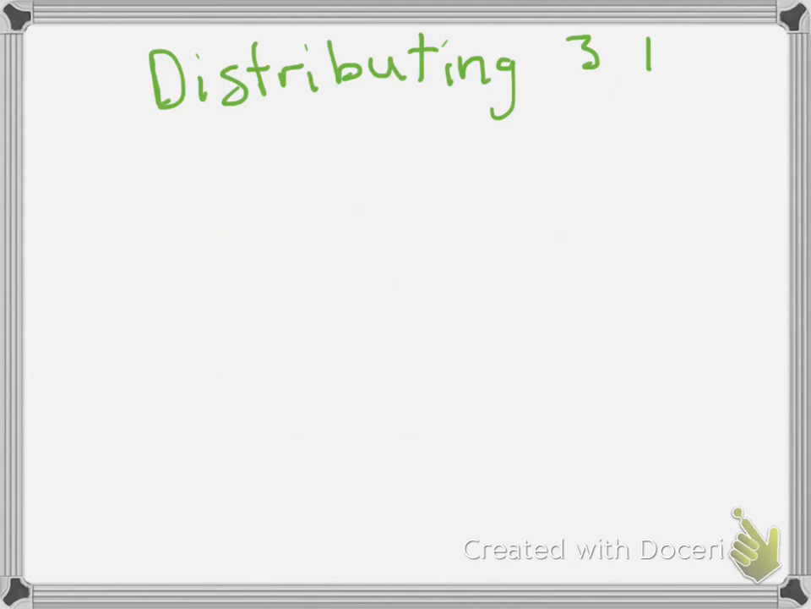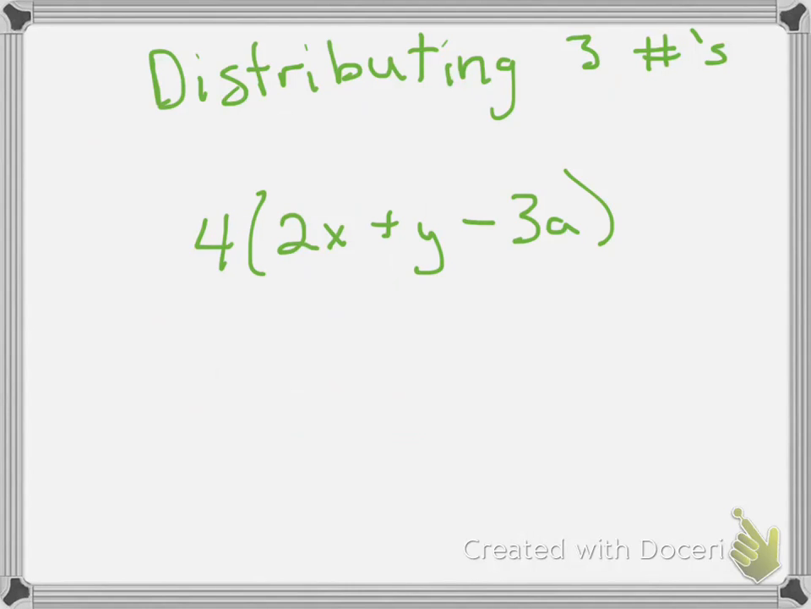Now, we are moving on to distributing 3 numbers. So that means I'm going to have a problem with 3 numbers within the parentheses. 4 times the parentheses of 2x plus y minus 3a. What would be my first step in this problem? Hopefully you said to distribute the 4 into everything. Remember, I want to get rid of the parentheses. So 4 is going to go into every number inside the parentheses.